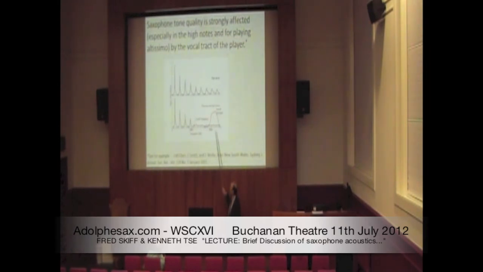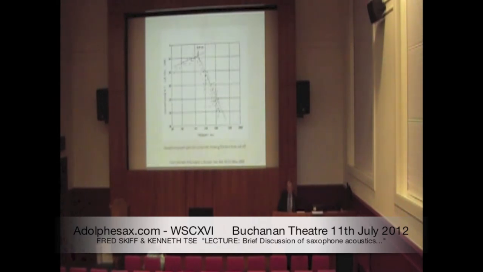So in between, this is an extreme case. But in between, even when you're playing notes that are, in fact, controlled by the lower registers of the instrument, the resonance due to the vocal tract formants of the player, in other words, all those little pockets of air, have a large effect on the tone quality, because it controls the overtones.